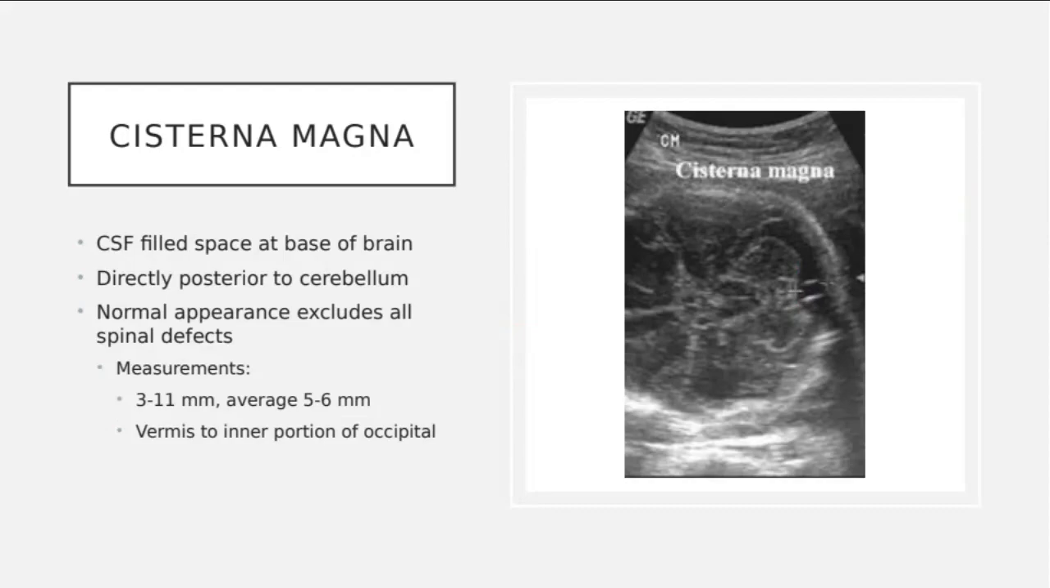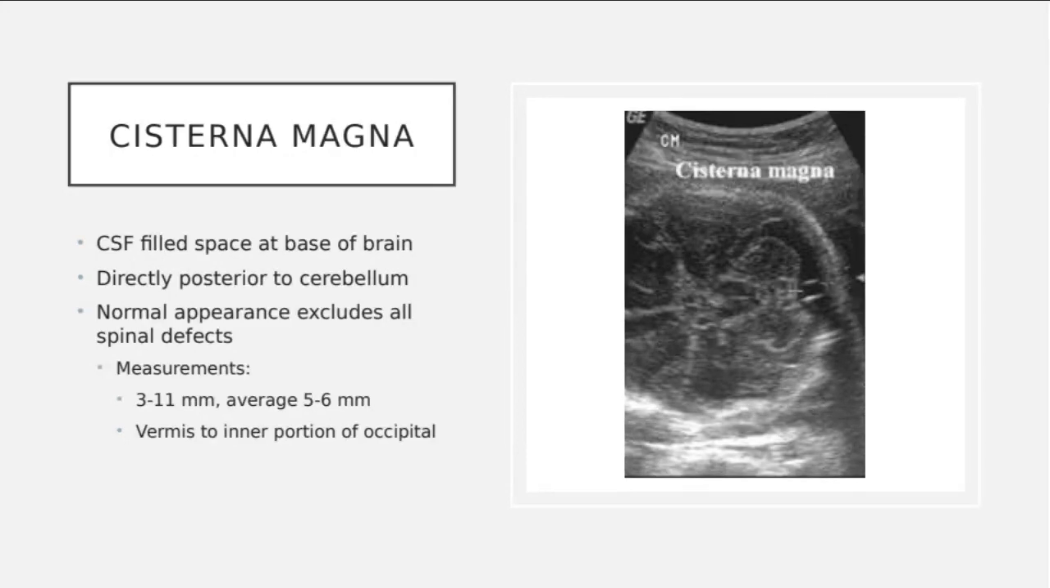Next, we have our cisterna magna. So we're still within that posterior fossa. This is just a little pocket of fluid that sits back there. It's CSF that hangs out back there. It's going to be located directly posterior to the cerebellum. And the normal appearance of this is going to exclude all spinal defects. So if our cisterna magna measures within the normal range, we can pretty much rule out any sort of spinal abnormality for that baby. So this measurement is very important.